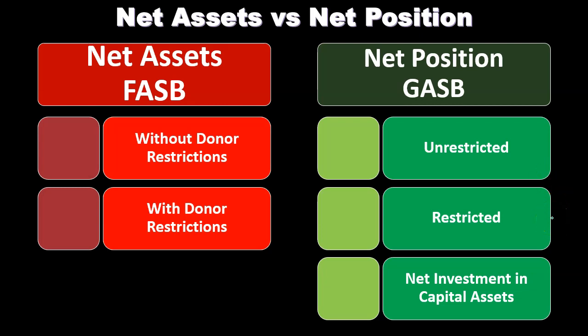We have those that are restricted, which in essence are already designated in some way or have some restrictions upon them. And then we also have the net position, assets minus liabilities, that represents assets that you can't spend. You can't designate them to something because they're capital assets, long-lived assets. You're not going to be able to designate them towards something other than that.